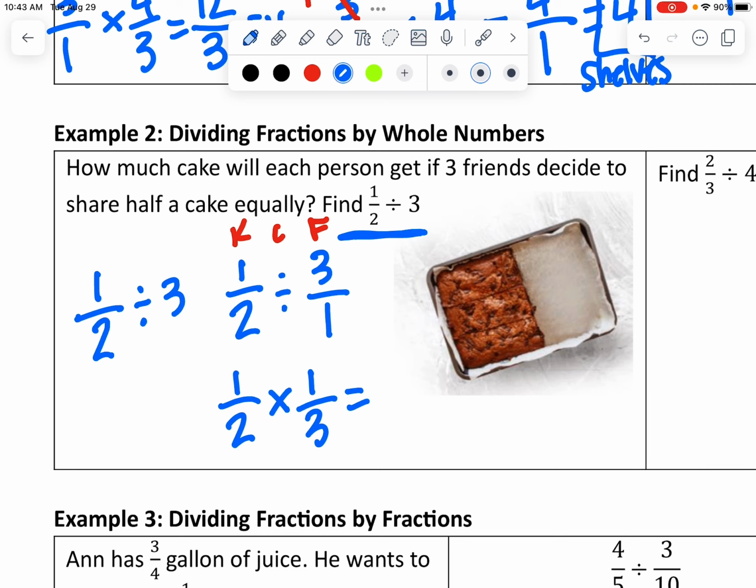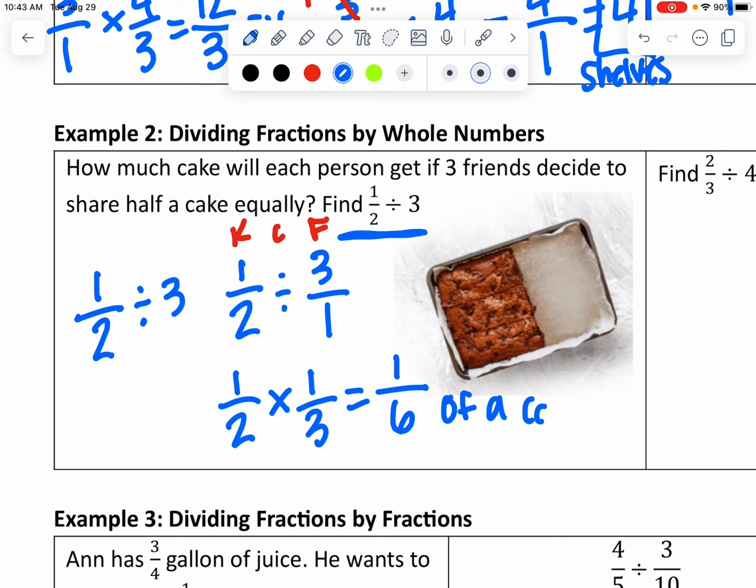Many students try to go from this, 1/2 divided by 3, to this, and they get confused on whether the 1 or the 3 goes on top. So do not skip this second step right here. Do not just go straight to keep, change, flip when you need to change the fraction first. Next, we just multiply across. 1 times 1 is 1, and 2 times 3 is 6. So we get 1/6 because there was nothing to cross divide or do the butterfly method to. And it should be 1/6 of a cake.